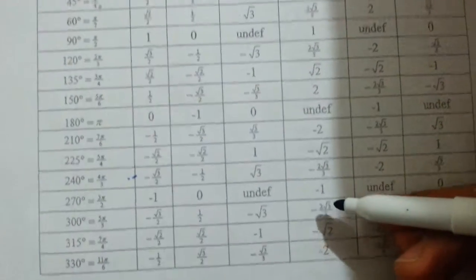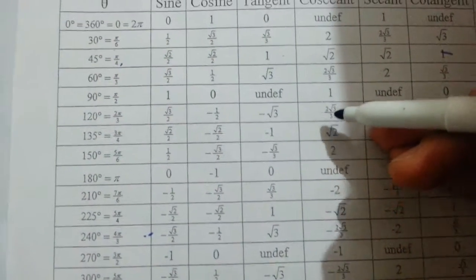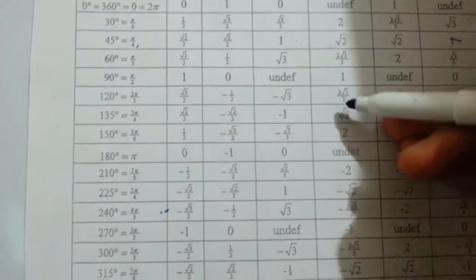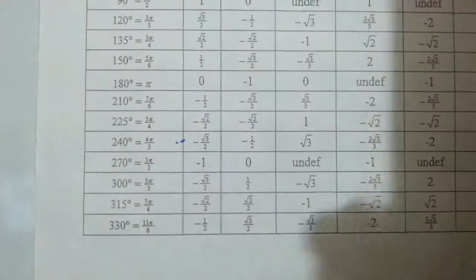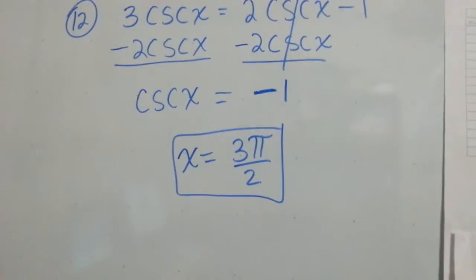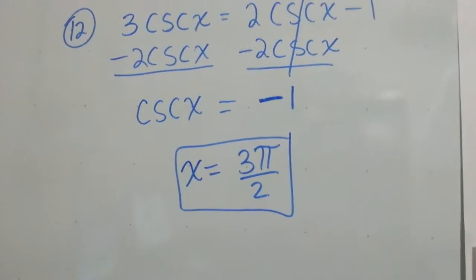And is there another instance that it equals negative 1? Did I miss it? No, would you look at that? There's only one negative 1 right here, 3 pi over 2. So the answer would be 3 pi over 2, and there's only one answer.